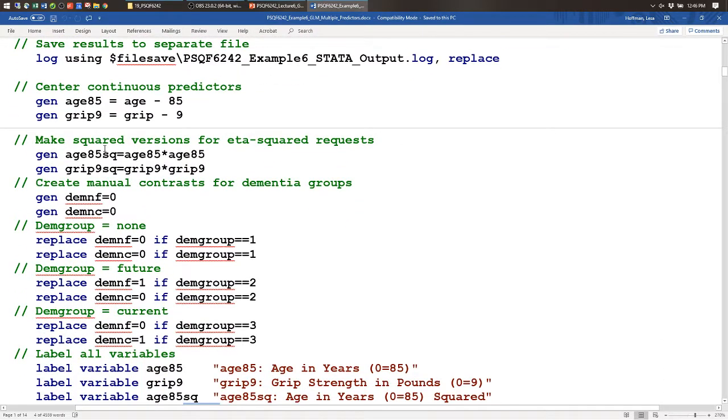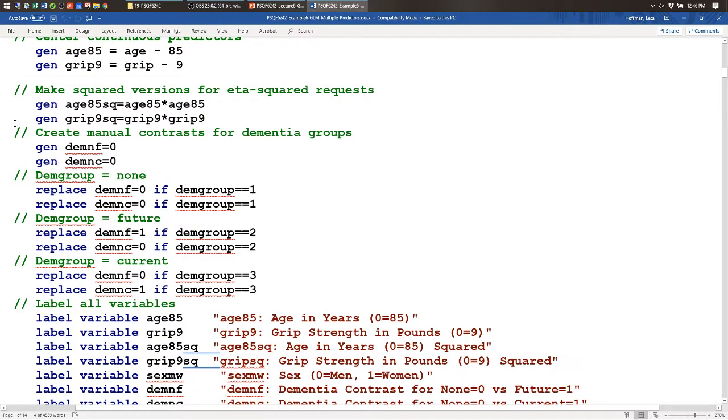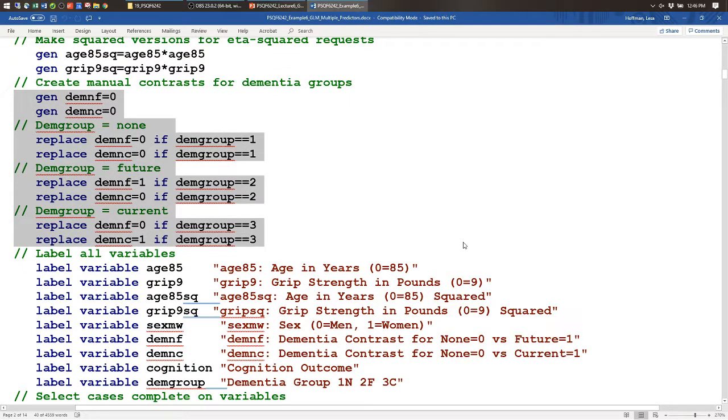So the code to do things in Stata looks remarkably similar. One difference is that I had to take an extra step in Stata to make squared versions of the predictors for use in getting effect sizes, whereas I didn't have to do that in SAS. And the process of generating the dummy codes, this is more lines than you need, but it makes it exactly clear what happens to each new predictor as a function of what the original group variable was.